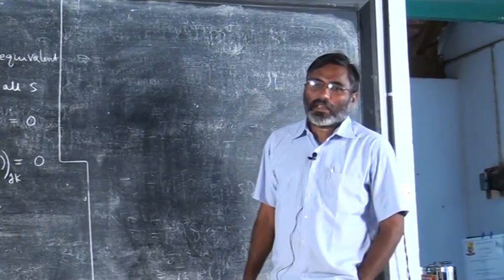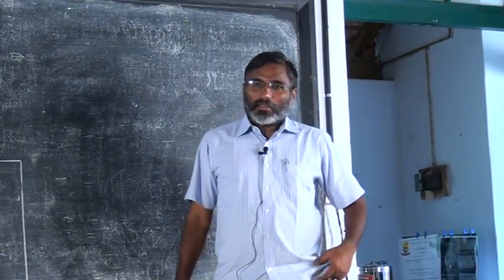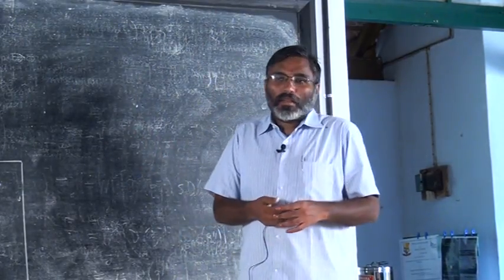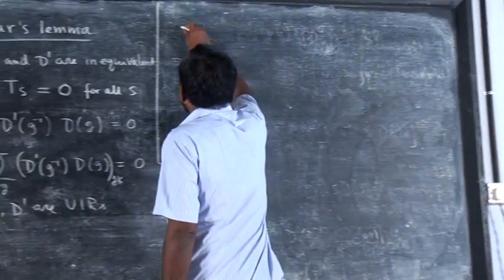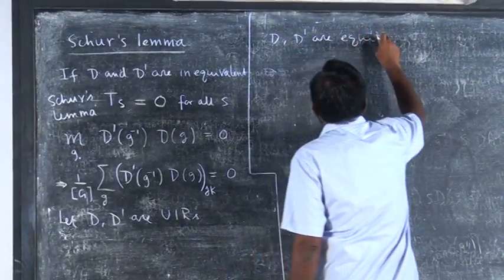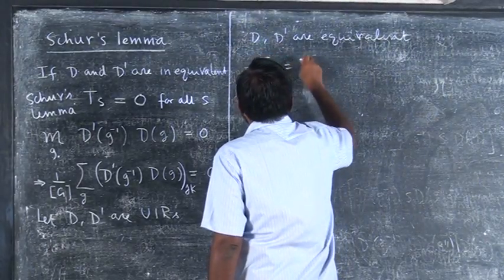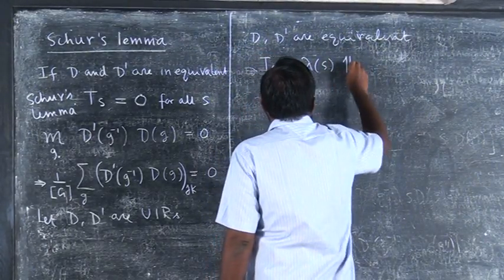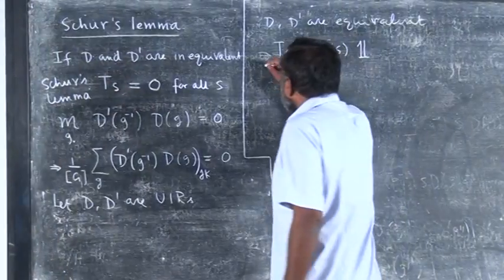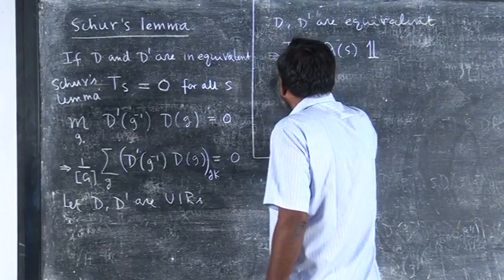Ts is invertible in general, but there is also a stronger result. Yeah, non-singular, but we have also shown if D is same as D prime, then Ts is lambda of S times the identity. Of course, this lambda will depend upon what is the choice of S. Now we can write down a relation of this type.